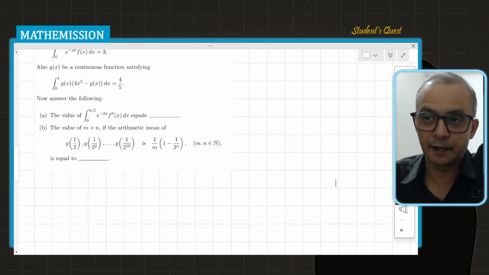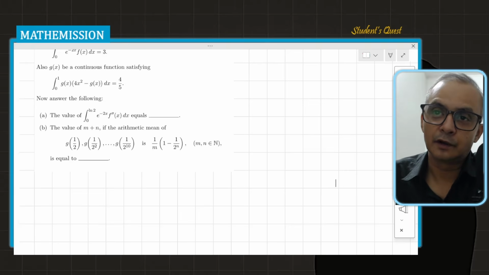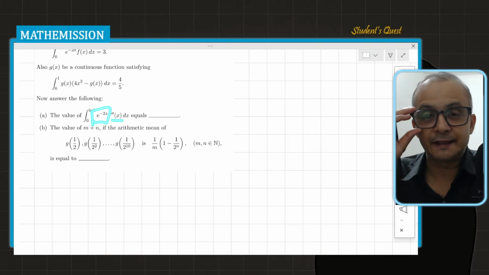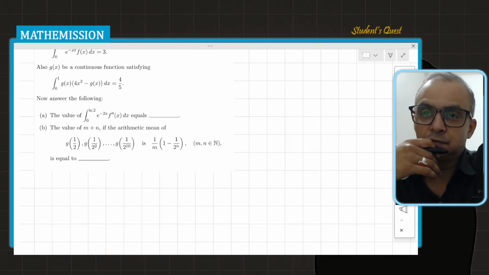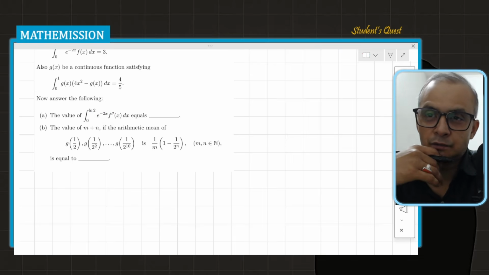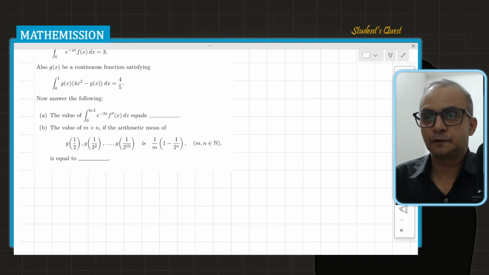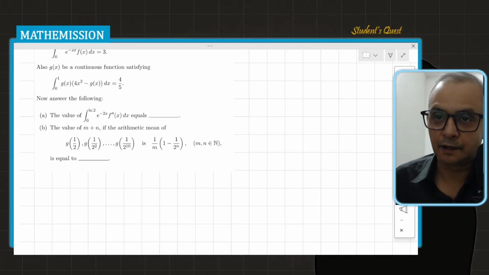Usually we take functions by applying the ILATE rule, but we don't have to do it like this. We have to instead take e^(-2x) as the first function and integrate it. But can we think of a better way? Let's try it this way. Without integrating also, we can find it out. So let us try this.